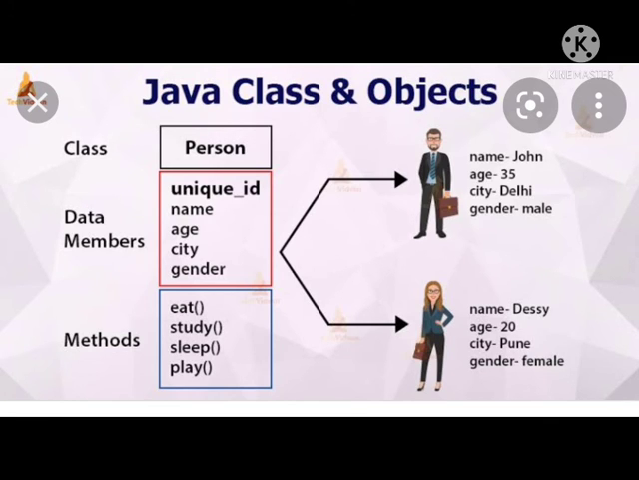Here there are two objects, named John and Desi. Those are called objects of the class person, and they have different name, age, city or gender, but they behave the same. Their methods are eat, study, sleep, play. These methods are the same for all the objects of class person.